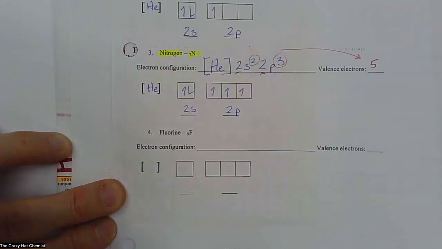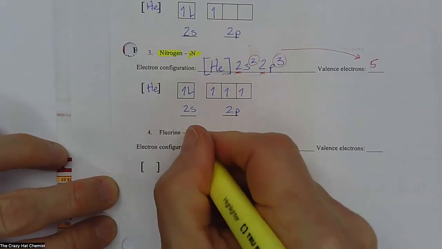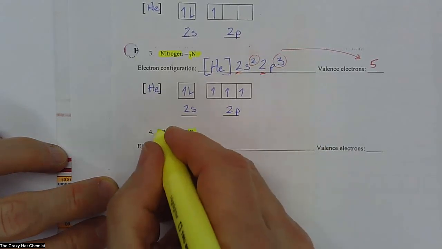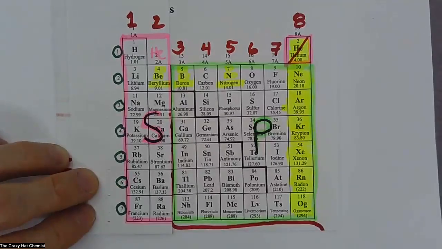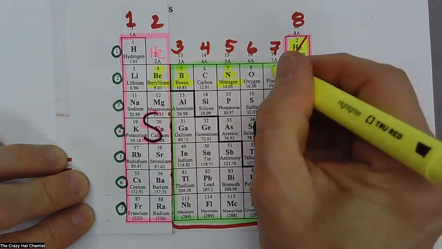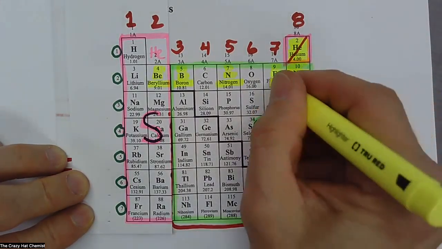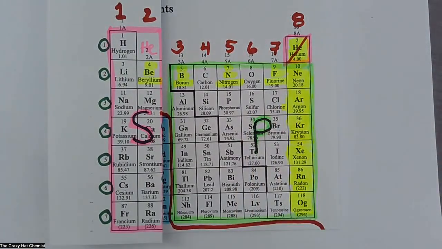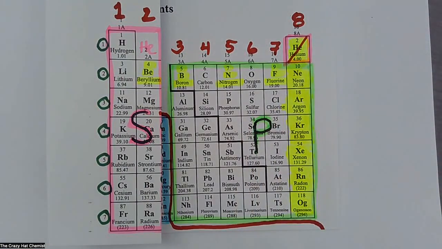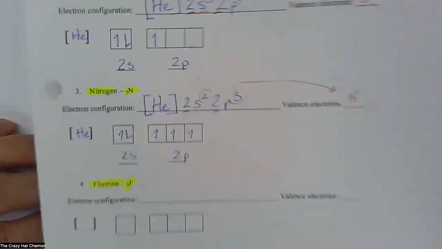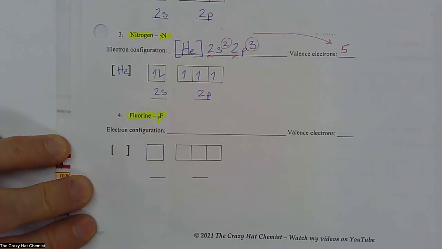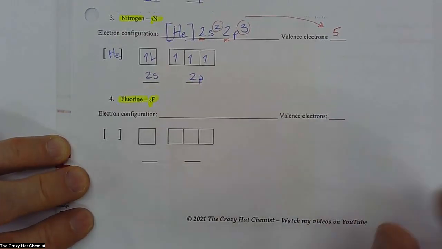Next element is right here, and that is element number 9. That's a capital F, and that is for fluorine. So I'm going to find element number 9 on my periodic table. That is element number 9, and that is F, and that is fluorine. Perfect. So I'm going to do the electron configuration, and then I'm going to do the orbital box diagram for fluorine.